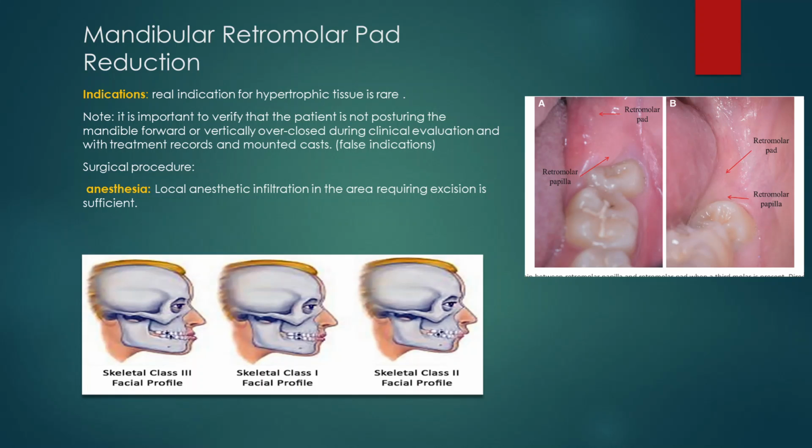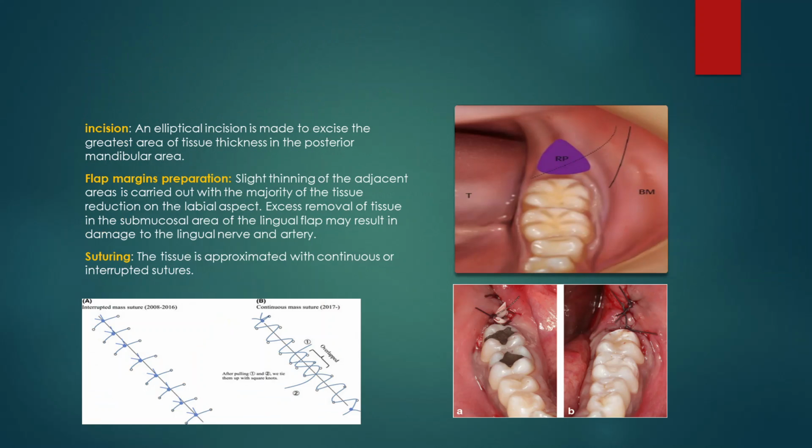The technique for anesthesia is infiltration. An elliptical incision is used to excise the greatest area of tissue thickness in the posterior mandibular area. For flap margin preparation, we have to avoid excessive preparation of the lingual aspect because the lingual nerve is nearby and the lingual artery is nearby, so we have to avoid damaging these important structures.